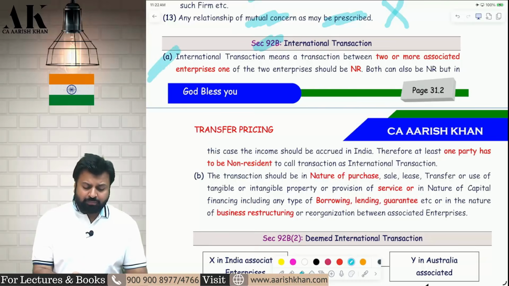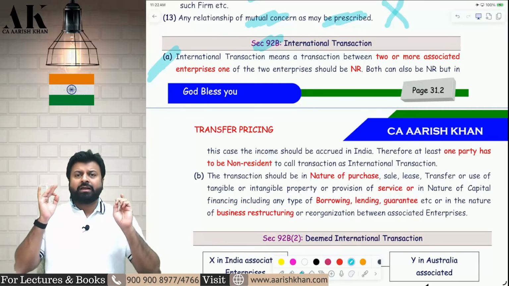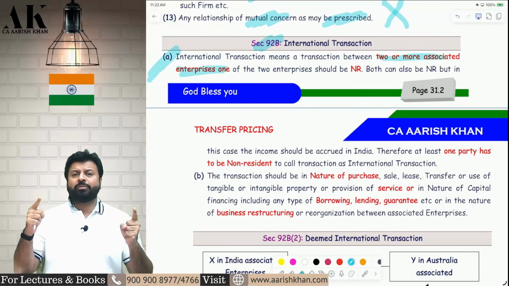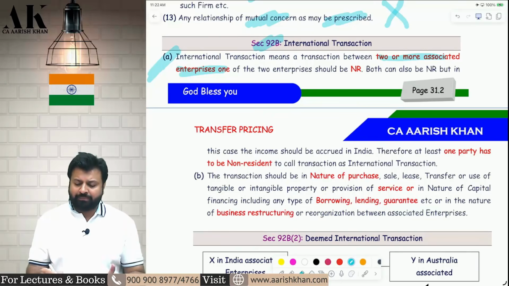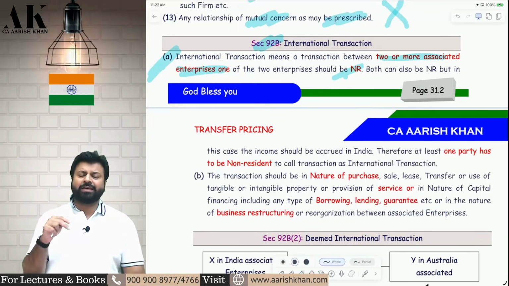First of all, let's talk about the basic meaning. Sir, what do you mean by the term international transaction? It can be called an international transaction if it is entered between 2 or more associate enterprises. The transaction has to be entered between associate enterprises and one of the parties should be non-resident. Sir, can both be non-resident? Yes, both can also be non-resident. Then you have to prove that the transaction is taxable and accrued in India.